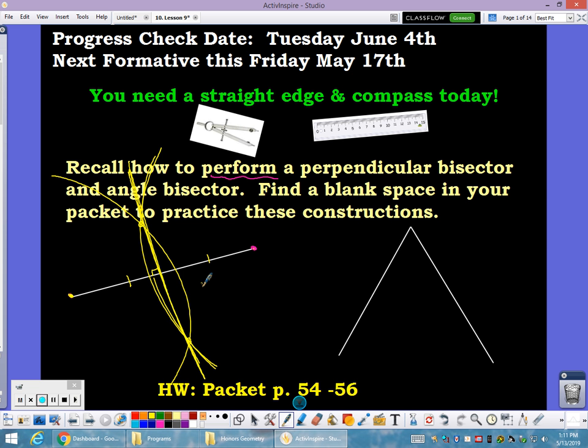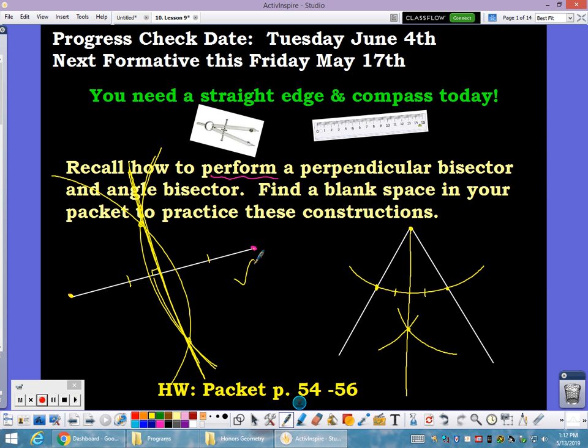For an angle bisector, you put your point here and make one arc. Then you put your point here and make an arc in here. It doesn't matter if it's the same distance; you can leave it the same. Put your point here, make an arc there. Wherever they intersect, that point with the vertex is going to bisect the angle. Those two arcs mean the whole angle has been cut in half. Those are the constructions we're going to need for the next couple days.